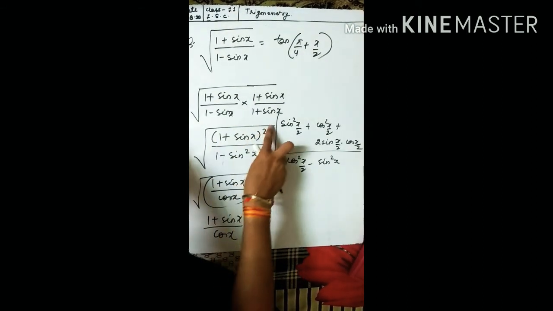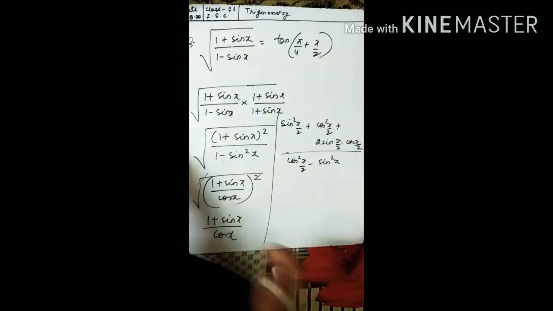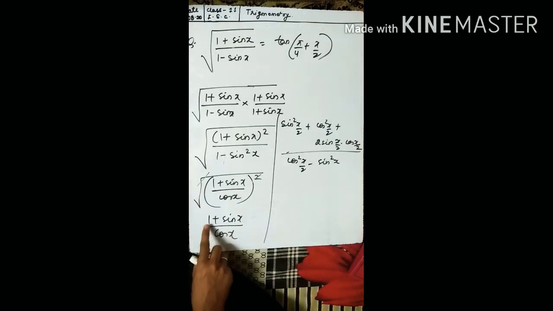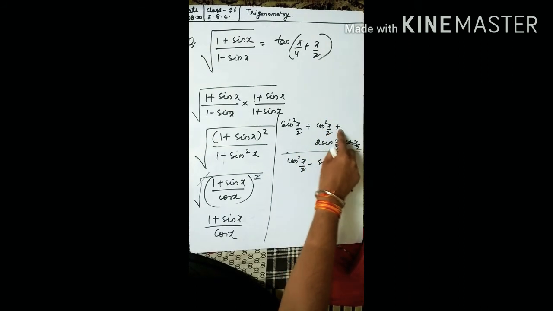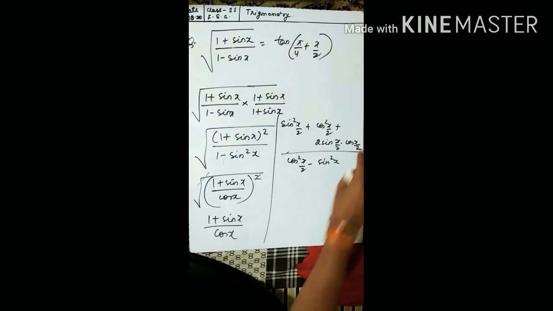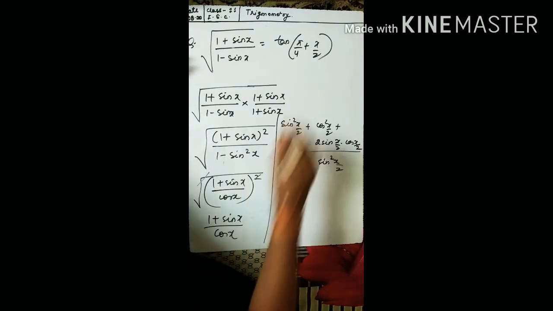So 1 minus sin square x is cos square x. So 1 plus sin x upon cos x, the whole square, we can write. Now this square and root will be cancelled and you are left with 1 plus sin x upon cos x. Now as I explained previously, 1 can be written as sin square x by 2 plus cos square x by 2, plus this sin x can be written as 2 sin x by 2 cos x by 2. And upon cos x, I'm using the identity of cos 2x.